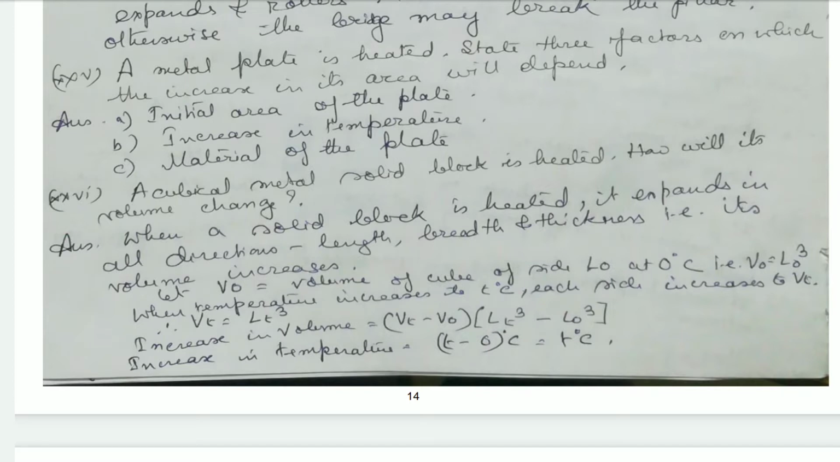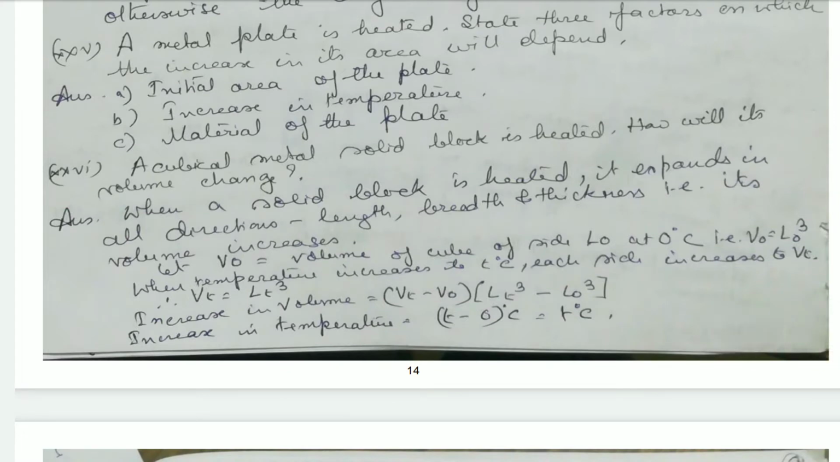Today's first question is: a metal plate is heated. State three factors on which the increase in its area will depend. First, it will depend on the initial area of the plate, the increase in temperature, and the material of the plate. If the initial area of the plate is more, the increase will be more. If the temperature to which the plate is heated is more, then the metal plate will increase in area more. And it also depends on the material. If it is a copper plate, then it will increase more than an iron plate.